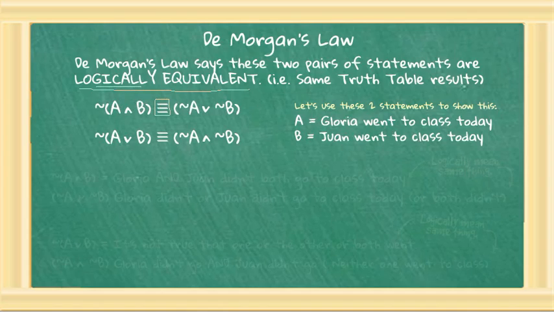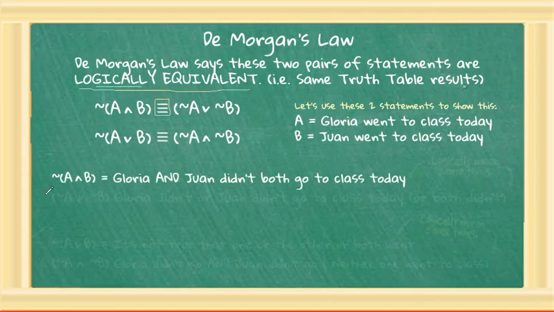So the negation of A and B would be Gloria and Juan didn't both go to class today. In other words, A and B, they both went to class, not. So both of them going to class did not happen. So that means one or the other could have shown up, but did they both show up? No, they definitely did not both show up.